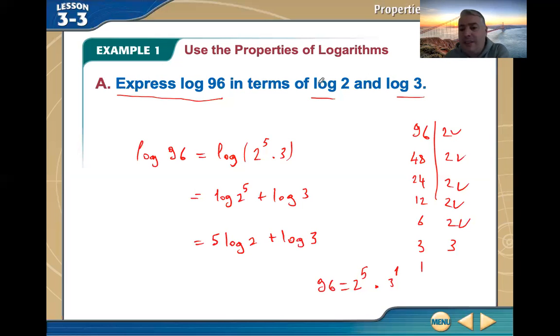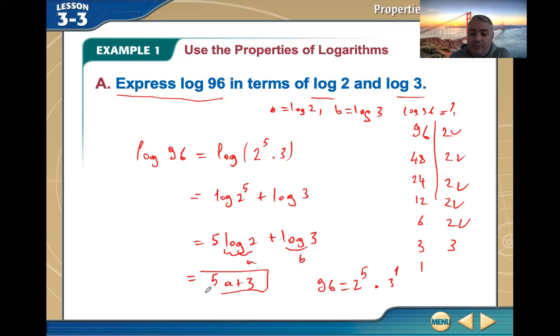Normally in SAT or other exams, how the question is being asked, they say this one. A is log 2, B is log 3. So what is log 96 in terms of A and B? So the answer is, since log 2 is given as A, log 3 is given as B, so the answer is 5A plus B. Okay, if we have this kind of question.